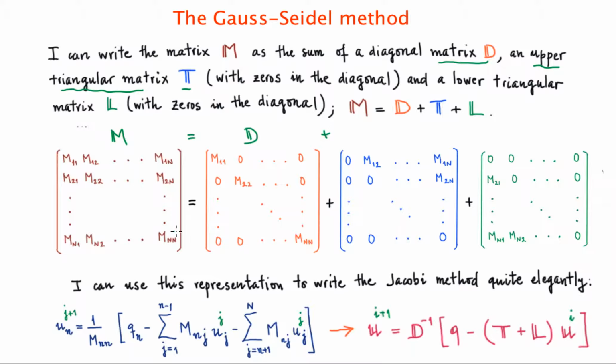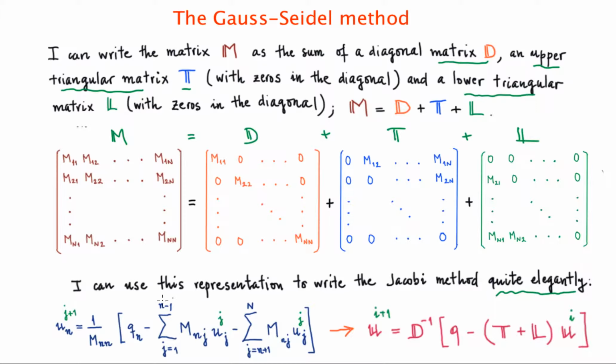These elements here are those belonging to this T matrix. Plus another one, which is going to be a lower triangular matrix, again with zeros in the diagonal, which are those elements below the main diagonal here. We are going to split, therefore, our M matrix into these 3 different matrices. So I can use this representation in order to write the Jacobi method, to make it more elegant, let's say.